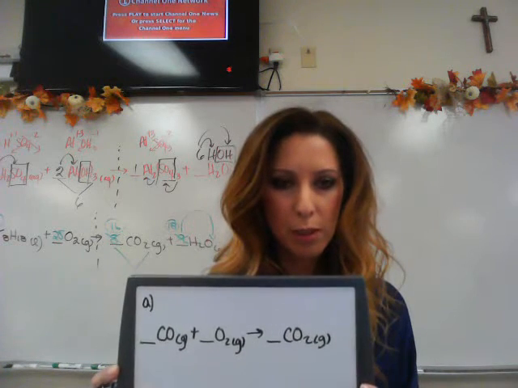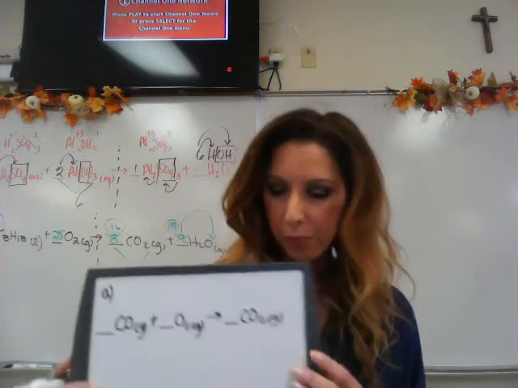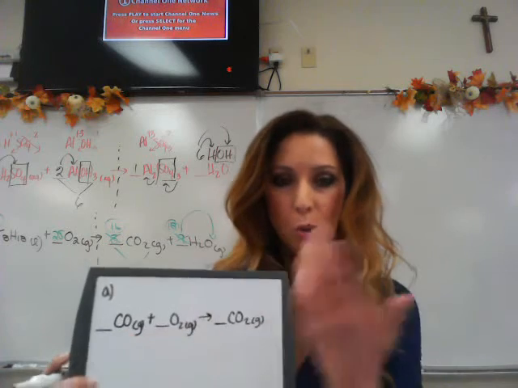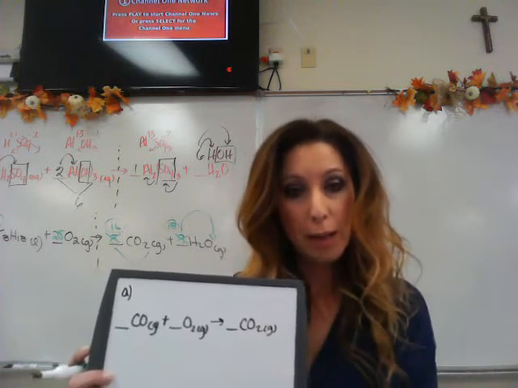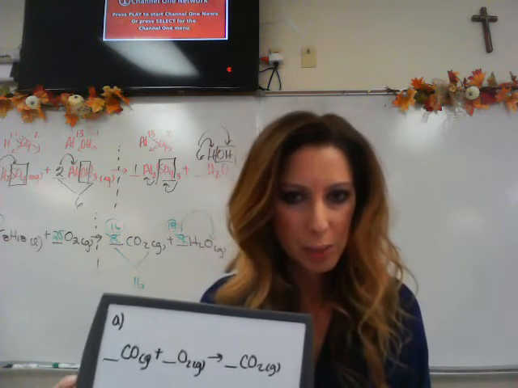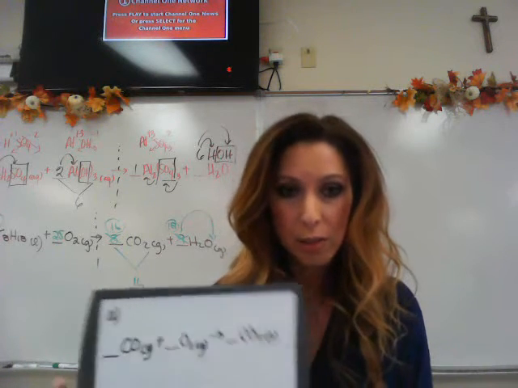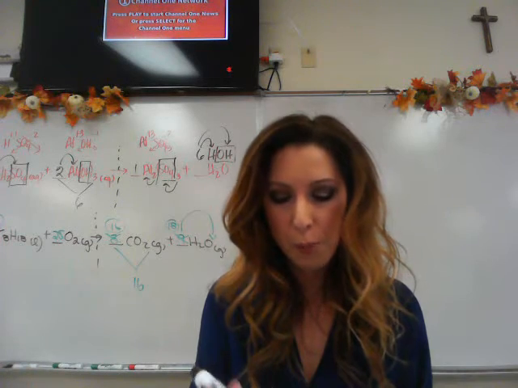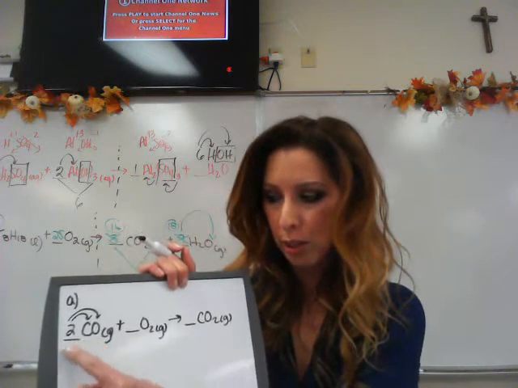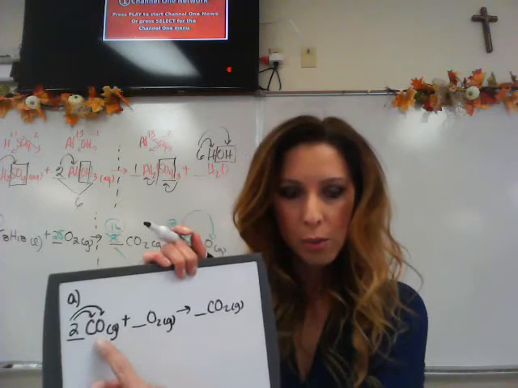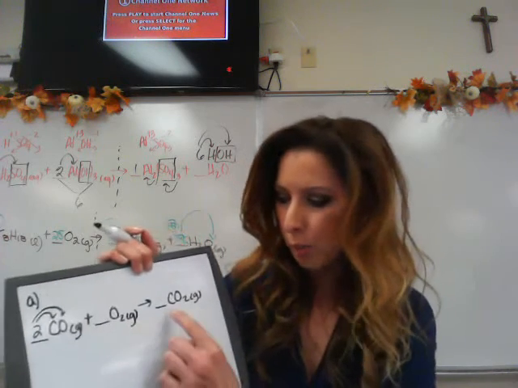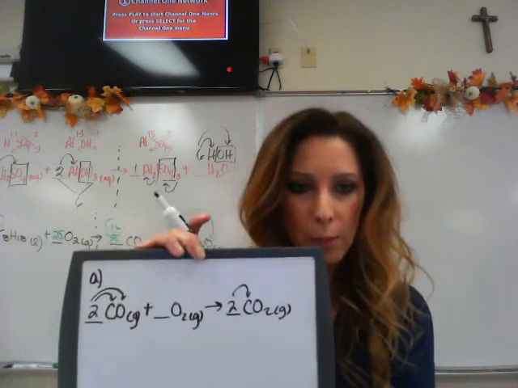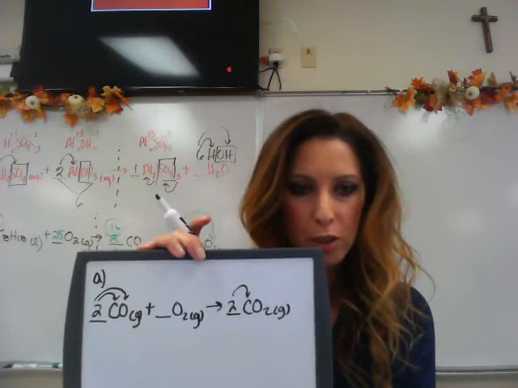I have 1 carbon on each side of the arrow. I have 2 oxygen here, 2 oxygen here, but I have an odd number here. What have I told you about balancing when you have an odd number of something? It is typically easier if you make it even. So what I'm going to do is put a 2 in front of CO because I can distribute that 2 to the C and the O. When I do that, I need to put a 2 in front of CO2 to balance my carbon. Now I have 2 on each side of the arrow.